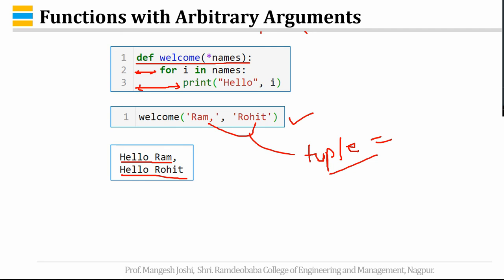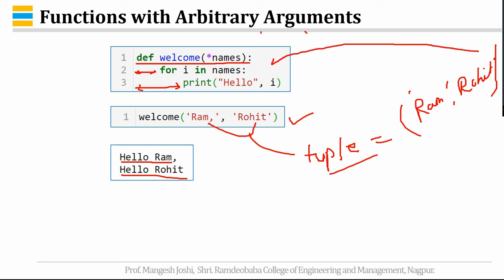We have already seen, suppose Ram and Rohit, this will get converted into a tuple. Then you can pass multiple arguments, Ram, Rohit, and some other names, up to 10 or up to 20. So the number of arguments is not a problem. It will convert into a tuple, and then as you search in a tuple using a for loop, you can search, that is for i in names.